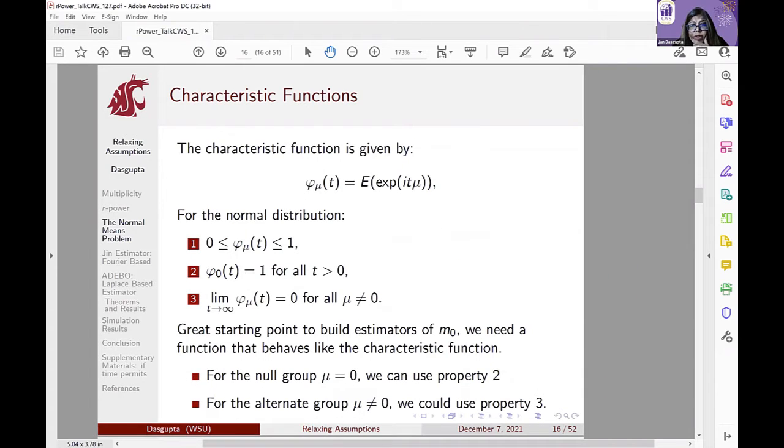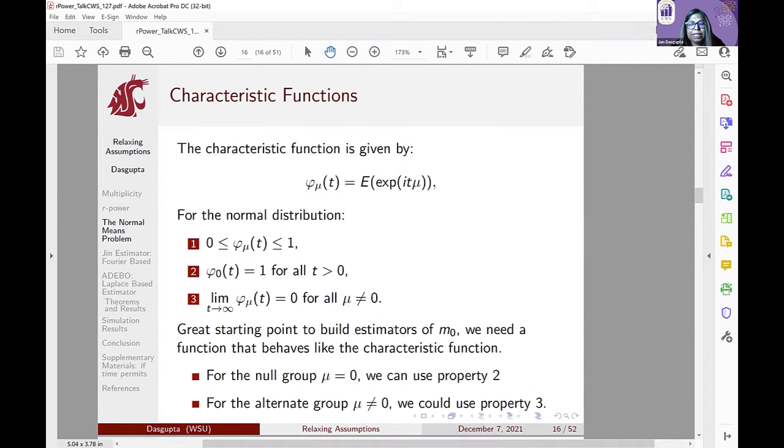Jin and Cai started with the characteristic function. A lot of you in stats learned the characteristic function way back in a math stat class. So what is the characteristic function? It is the expected value of the exponential of i t mu, where we take the expectation with respect to t. The thing with the characteristic function is that it always exists.